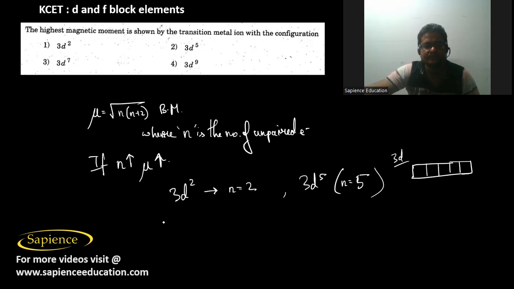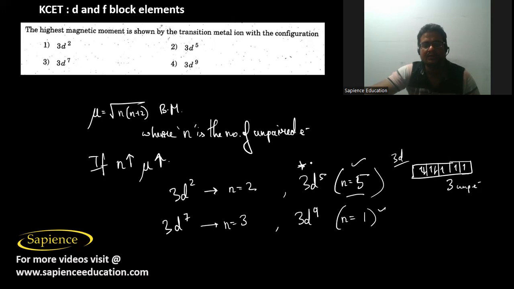When we have 3d7, two orbitals will be fully filled and three orbitals will be half filled. So 3d7 has three unpaired electrons, so n is equal to 3. In case of 3d9, we will have only one unpaired electron. Hence the highest number of unpaired electrons is in 3d5, so it will have the highest magnetic moment, the highest value of mu. So option 2 is the correct answer.